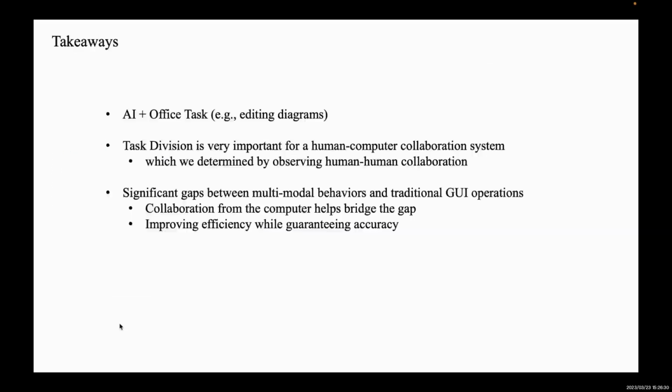In conclusion, in this paper, we explored the possibility of combining AI and office tasks. This combination corresponds to a human-computer collaboration system, and the most important aspect of this system is the task division between humans and computers. In this paper, we determine the task division by observing the human-human collaboration process. The ultimate goal of task division is to bridge the significant gaps between multimodal behaviors and traditional GUI operations. In this way, we can ensure both high accuracy and high interaction efficiency.